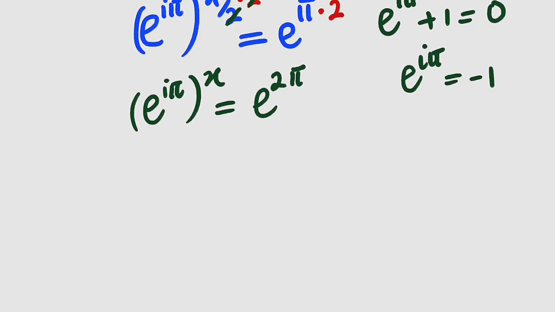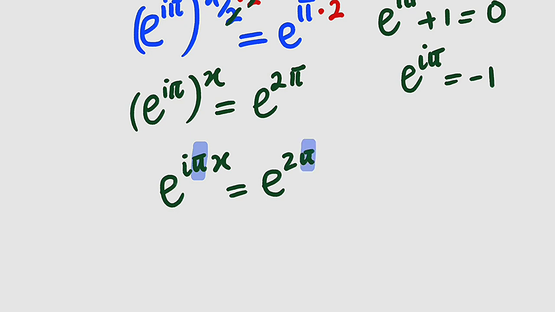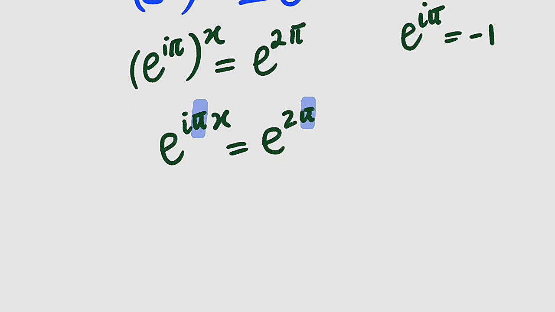We are moving. Let us multiply these exponents according to one of the laws of indices. This is e to the i pi times x, and this is equal to e to the 2 pi. From here, this pi will cancel this pi, if you divide both exponents by pi. We can equate the exponents since the bases are the same. Therefore, ix is equal to 2.